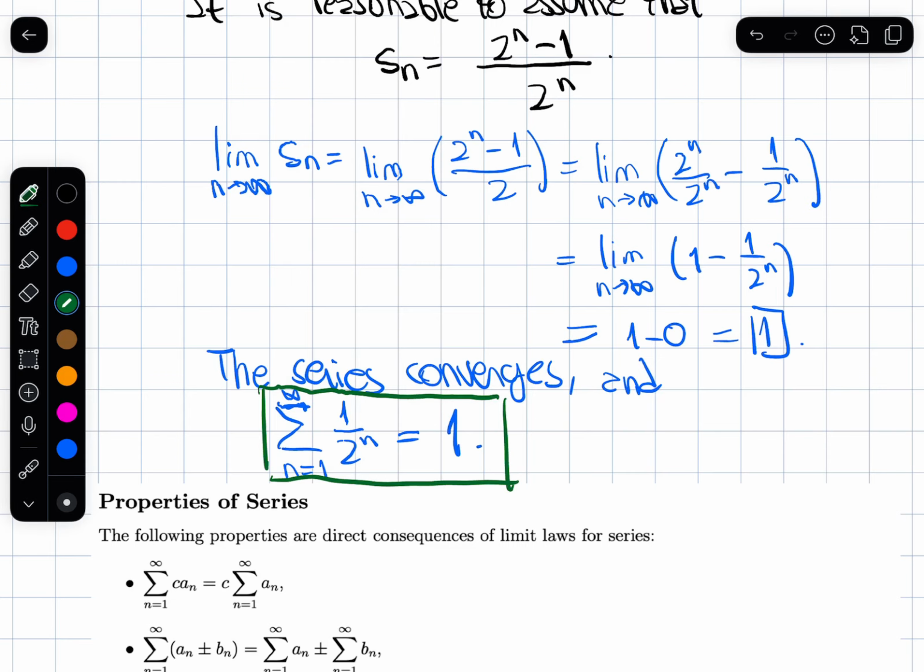That the sum actually equals 1, the sum of the series. Always pay attention to this starting term here, because sometimes if that doesn't start at 1, the series will still converge, but if you skip a few terms, the sum is no longer going to equal 1. So pay attention to this.